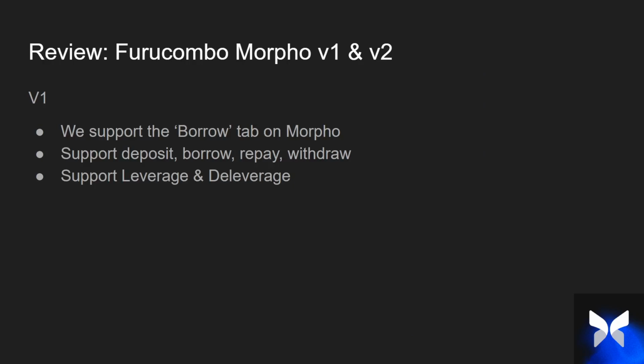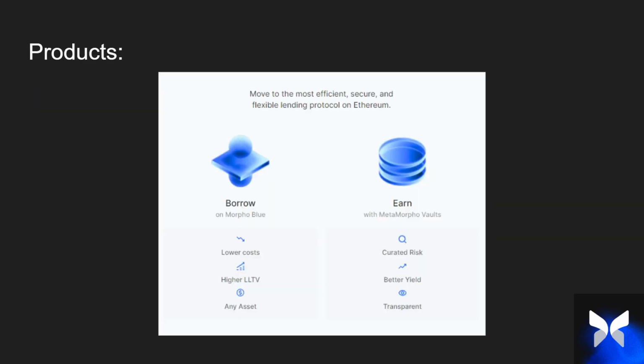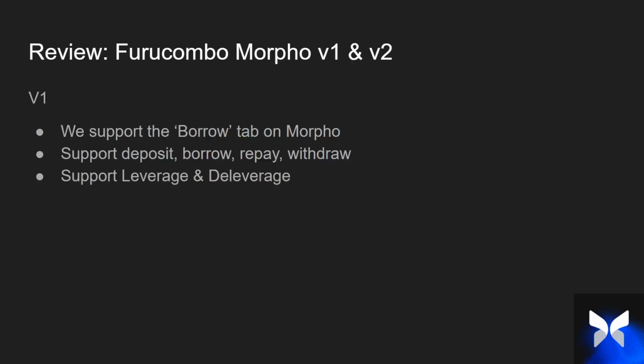So currently, Furucombo supports, we'll call it Morpho V1, and this is support for the Morpho Borrow tab. So if we go back up here, this is going to be the lending market. So lower costs, higher loan to value ratio in any asset. We don't currently support the vaulting. So we support, in terms of functionalities, deposit, borrow, repay, and withdraw. And we also support leverage and deleverage.